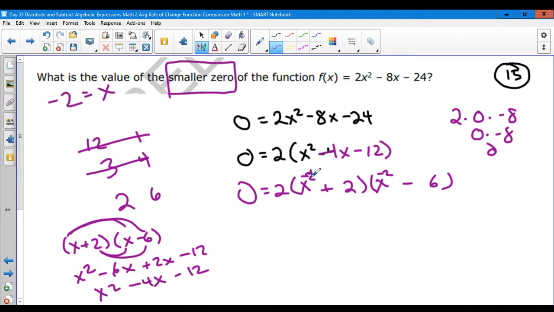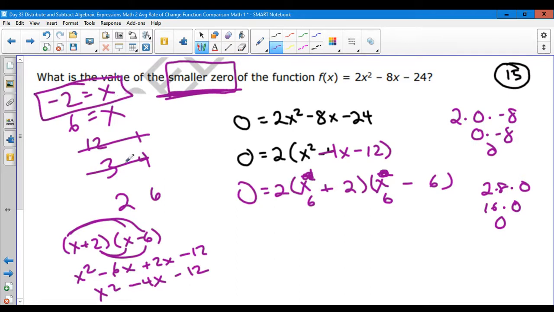The other value, or the other 0, would be 6, because if I put 6 here, 6 minus 6 would be 0, and 6 here, 6 plus 2 would be 8, and it would be 2 times 8 times 0, which is 16 times 0, which of course would equal 0. So there's two values for x that are zeros, and of course the smaller one would be the negative 2. So we have to get good at factoring this down, taking out a GCF and factoring it down to these two binomial factors and identifying the zeros.